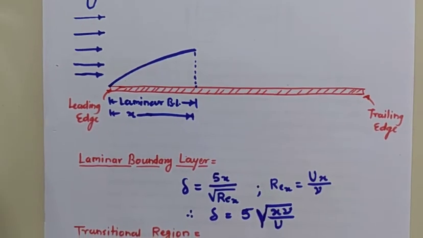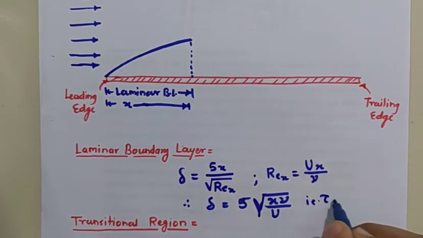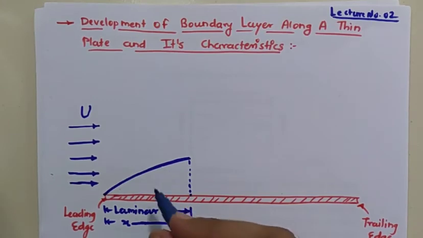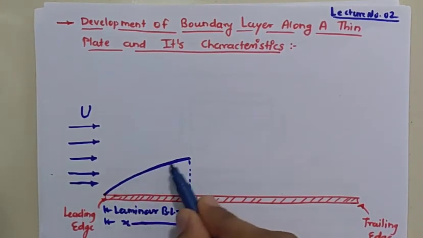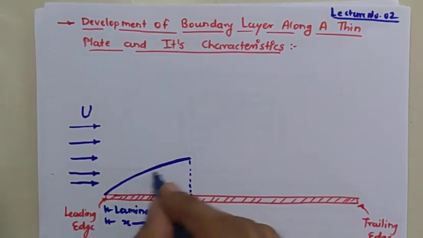So thus in a boundary layer, Newton's law, that is tau is equal to mu du by dy, is applicable, and if you observe this figure, the velocity distribution for this laminar boundary layer is parabolic in nature.